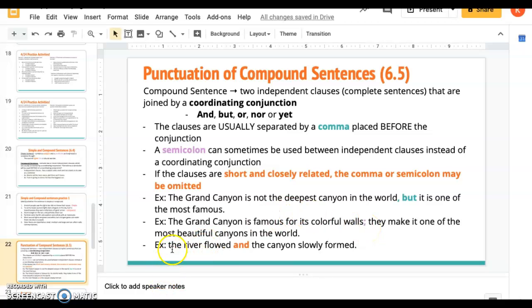And lastly, the river flowed and the canyon slowly formed. Now these are 2 sentences. The river flowed, canyon slowly formed. However, because they're short and they're related, right, because this happened to cause an effect, there does not need to be a comma, but you see that there still is a coordinating conjunction, right? So each of these 3 examples matches these 3 punctuations in a row.